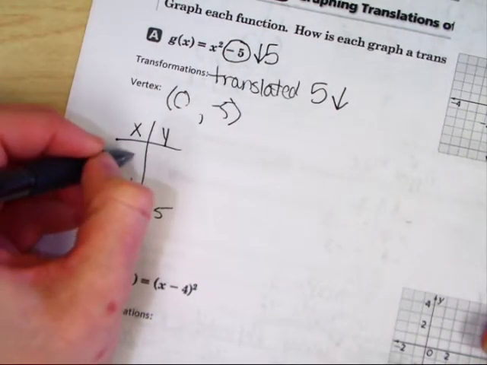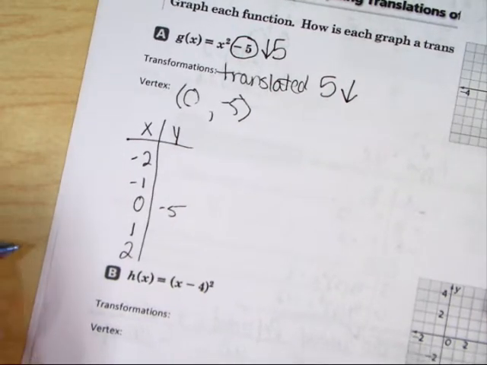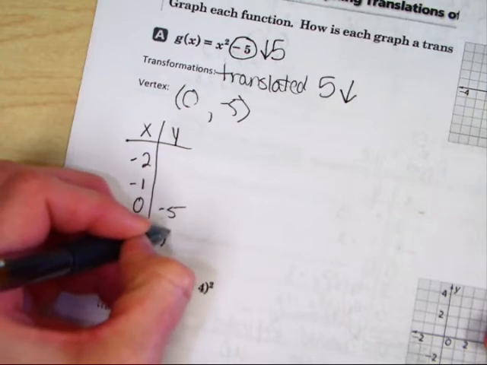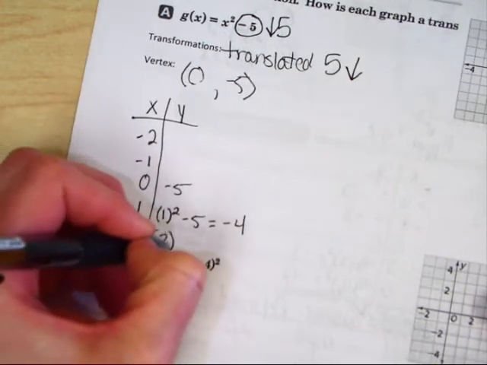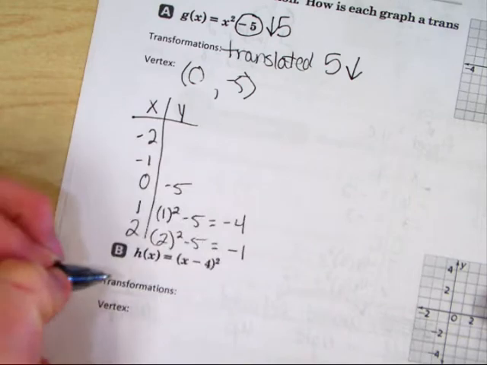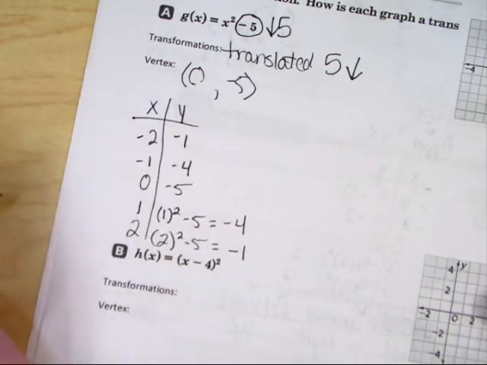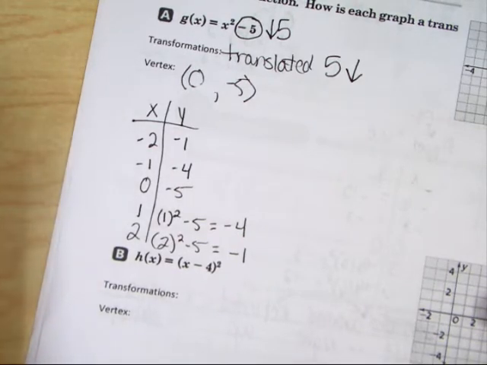I surround it with normal numbers because I have no fractions to worry about. And I plug those normal numbers in. So I'll do 1 squared minus 5 is negative 4. I will do 2 squared minus 5, that's 4 minus 5, is negative 1. I will then reflect these numbers up here, trusting that I did it correctly. If you don't trust yourself, plug those numbers in. You'll get the same thing.